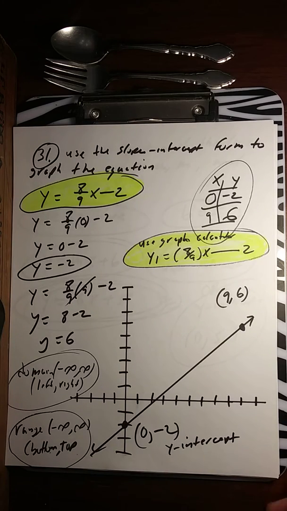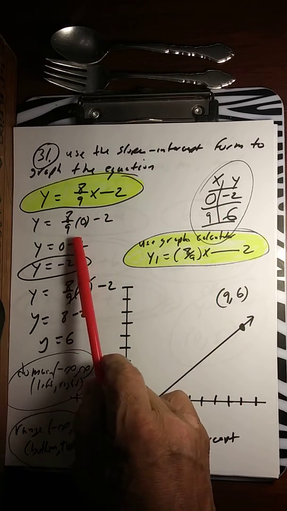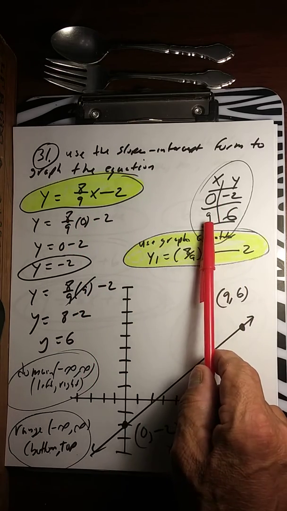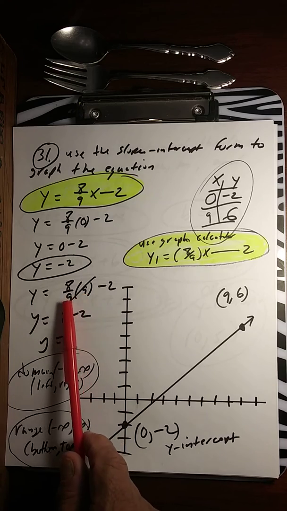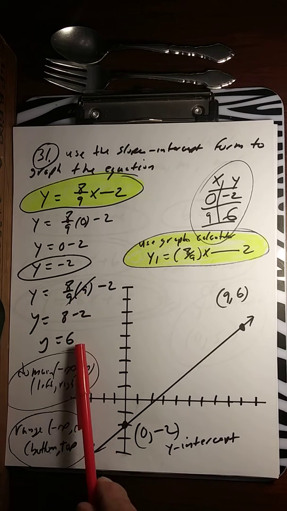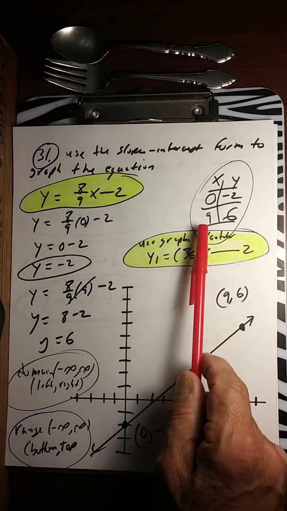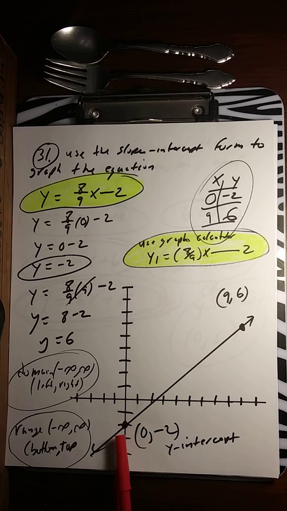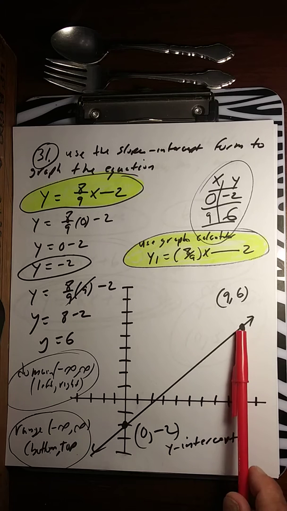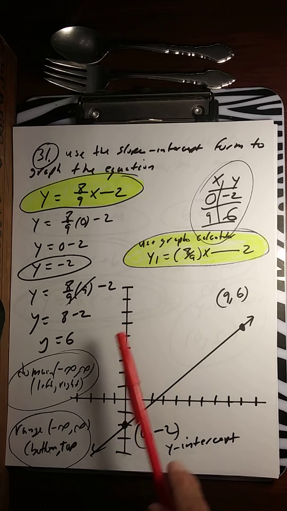Use the slope-intercept form to graph. So again, put in some numbers. 0 times that is 0, minus that, is -2. Put in a 9 because it's easy to work with, since 9 divides by 9. 8 minus 2 is 6. So we have 0, -2 and 9, 6. Start at 0 and -2, go over 9, and up 6 places. So there's the graph right there.